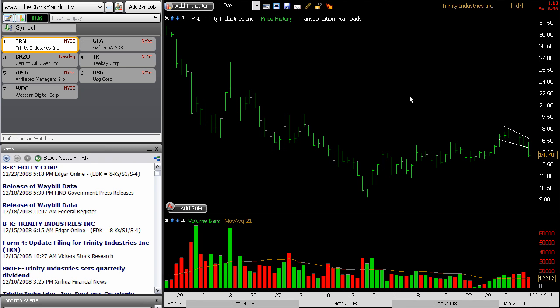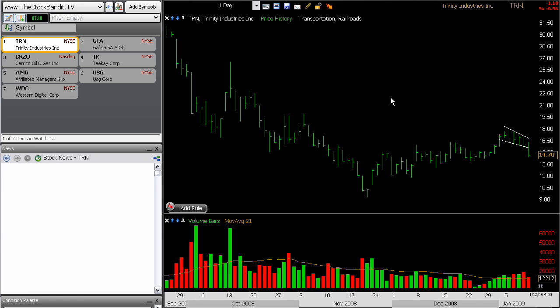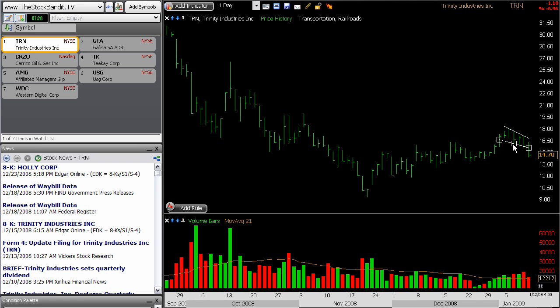Up first is TRN. This one had shown a nice rally and then a pullback that, again, is outlined by these two parallel trend lines. Well, today, instead of staying within these two trend lines, the stock fell down below it, and so that is a negation of that pattern, and therefore that bull flag pattern is no longer good.